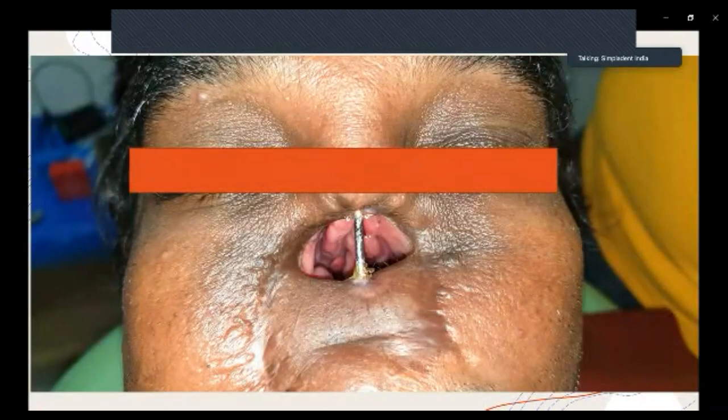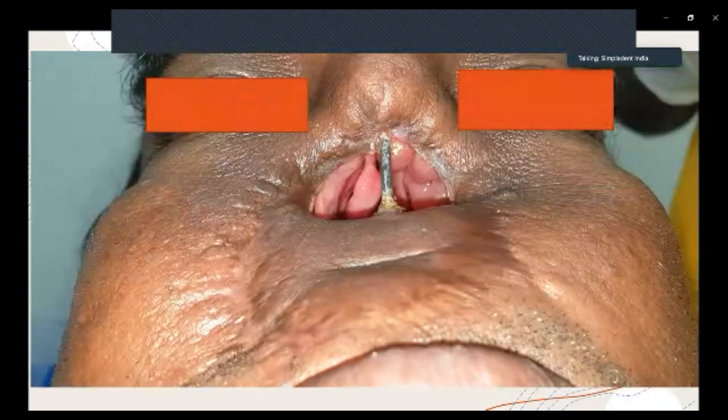So I came up with an idea, and I'm so grateful to Dr. Faisal Rahman from Chennai, a very good and very senior prosthodontist who does oromaxillofacial prosthetic work. So I gave an idea: why not use the body of the zygomatic implant as a bar, and have retentive clips over it.